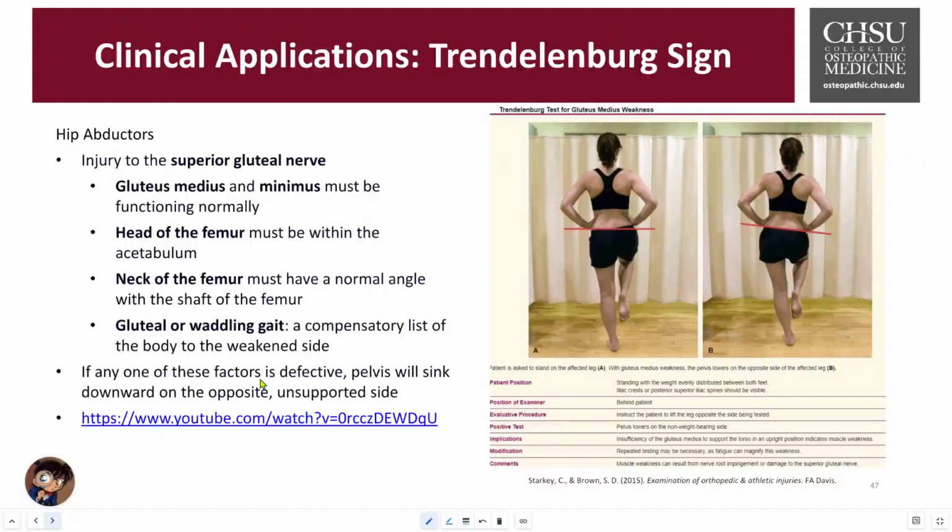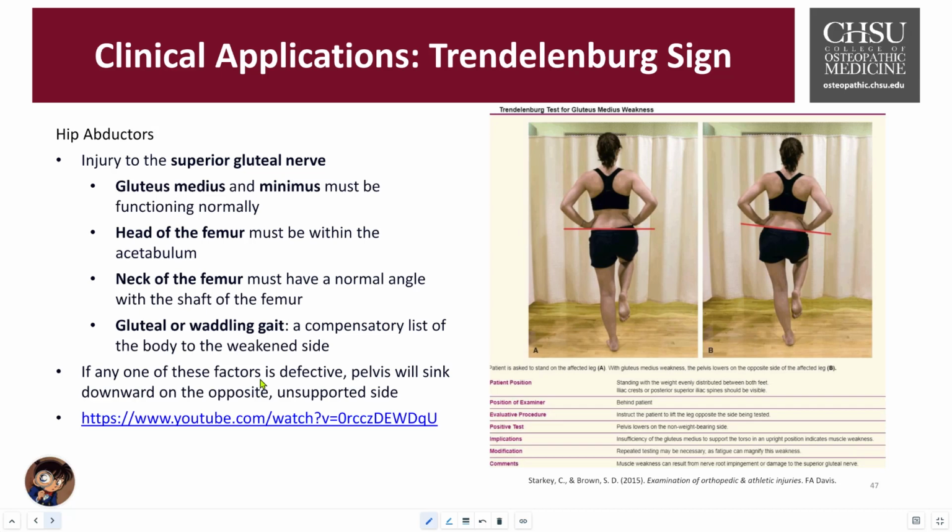Another clinical test is called the Trendelenburg sign. This is whenever the hip abductors, primarily the gluteus medius and minimus, get impaired. These two muscles play a key role in stabilizing the pelvis during walking, running, and other movements, and ensure that the pelvis remains level when one leg is lifted off the ground.